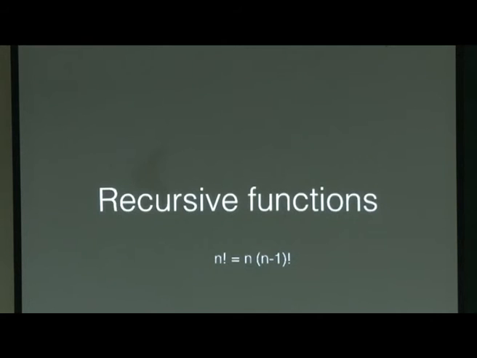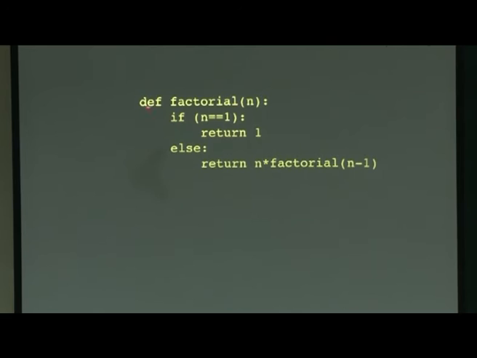So, I can define the same factorial function using this definition. It looks like this. Definition factorial n will be n into factorial n minus 1. However, if I just write this, it is going to go into an infinite loop. So, how does it compute?